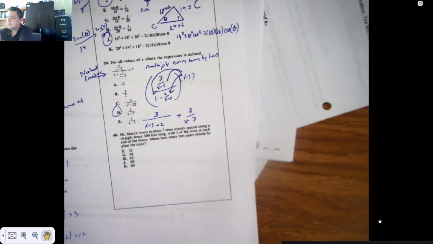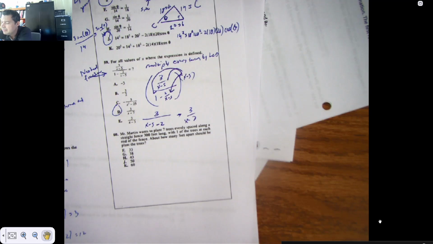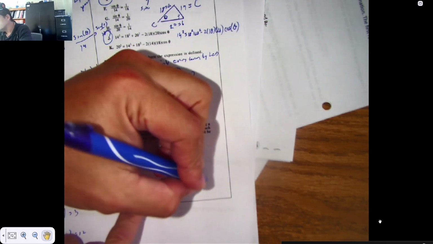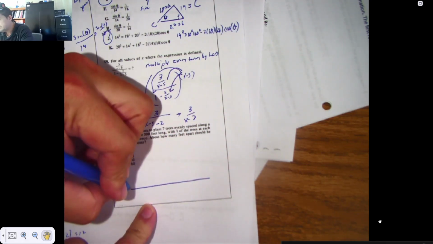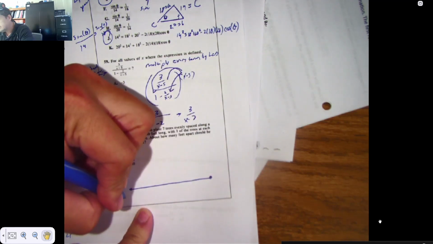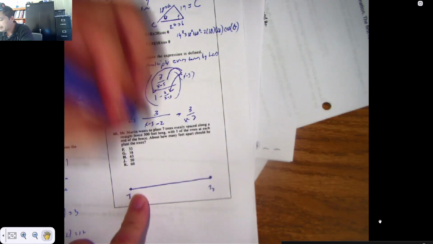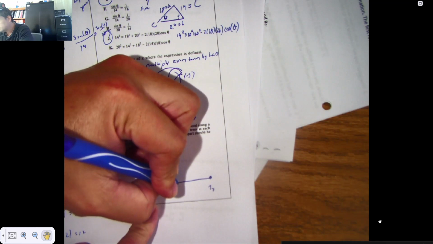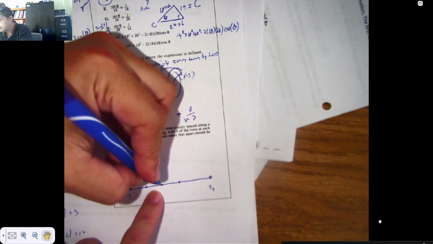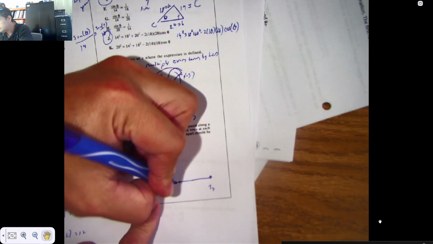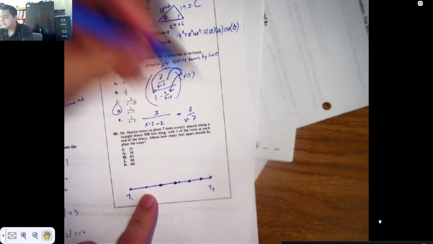And the last of these ACT questions, Mr. Martin wants to plant 7 trees evenly spaced along a straight fence 300 feet long, with one of the trees at each end of the fence. About how many feet apart should he plant the trees? I hope it's 60, but I'm pretty tired. So you got a tree here, another tree there, and that means there's going to be 5 trees in between. 1, 2, 3, 4, 5.